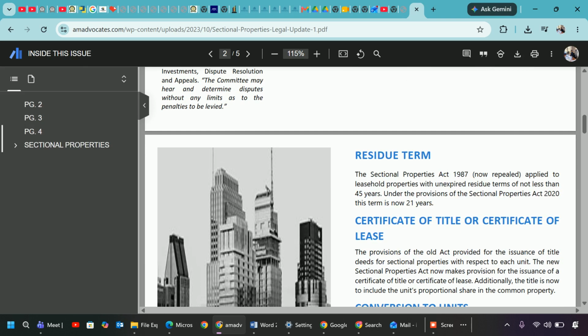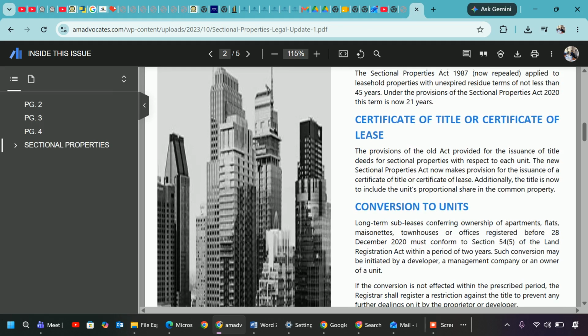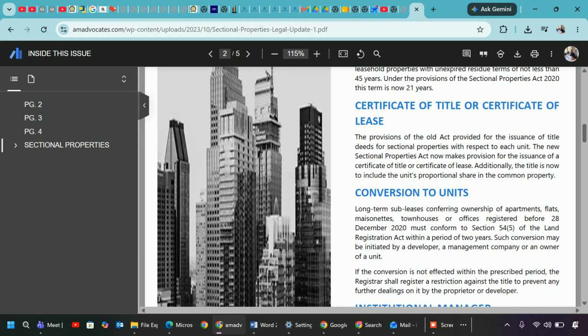The first key difference between the two was on residue term. The Sectional Properties Act of 1987 that has been repealed applied to leasehold properties with unexpired residue terms of not less than 45 years. Under the provisions of the Sectional Properties Act of 2020, this term was reduced to 21 years.